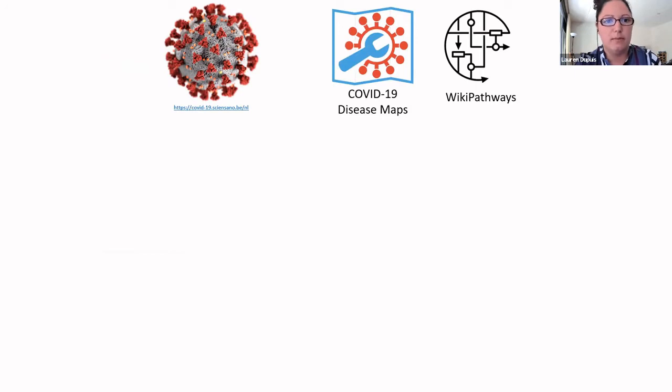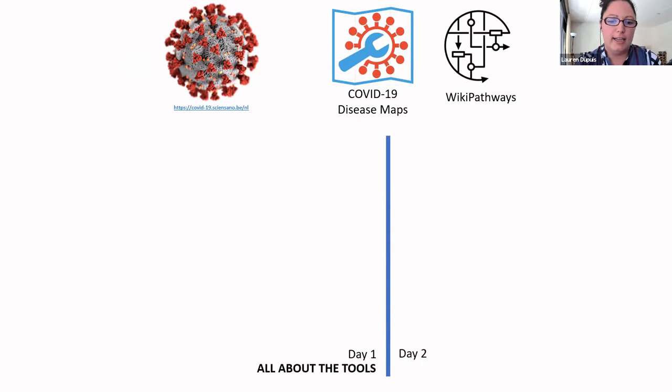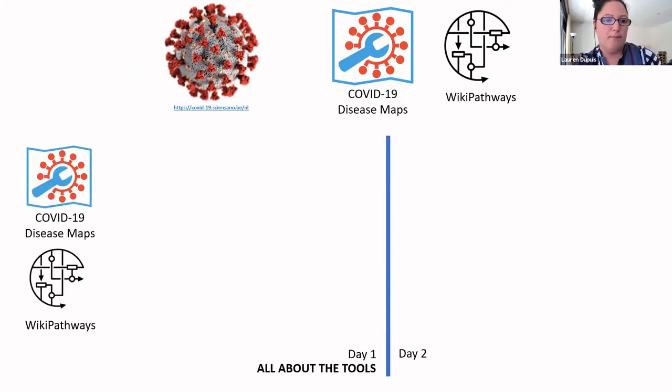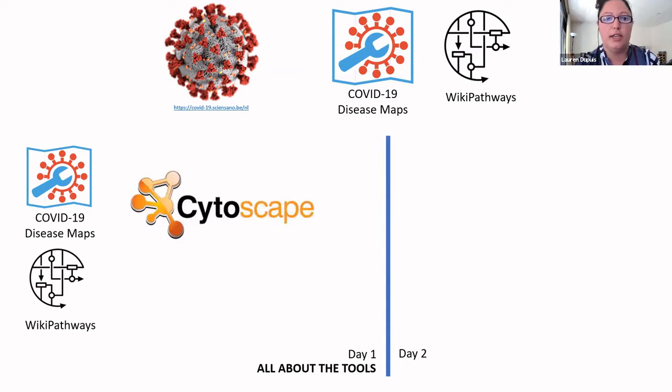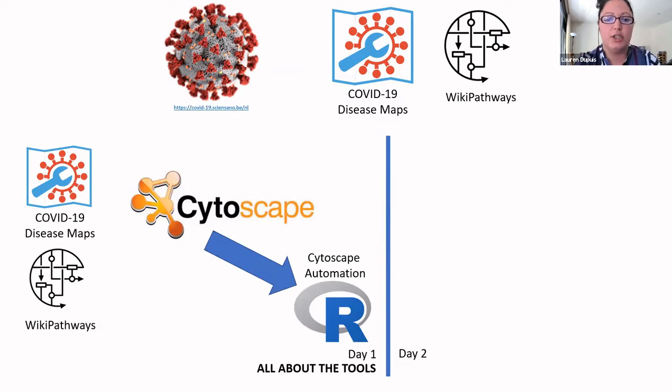We've split this down into 2 days. In the first day, we're really going to be all about the tools. We're going to start with an introduction to the COVID-19 Disease Maps project and WikiPathways by Martina. Then Scooter is going to continue by introducing Cytoscape, the tool, and some introduction into using automation in Cytoscape with R. So today we'll really be focusing on understanding the tools.